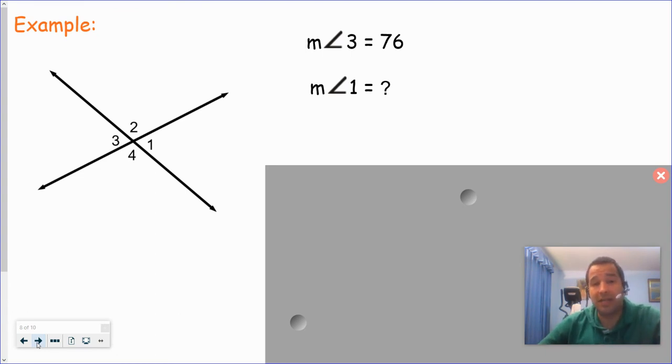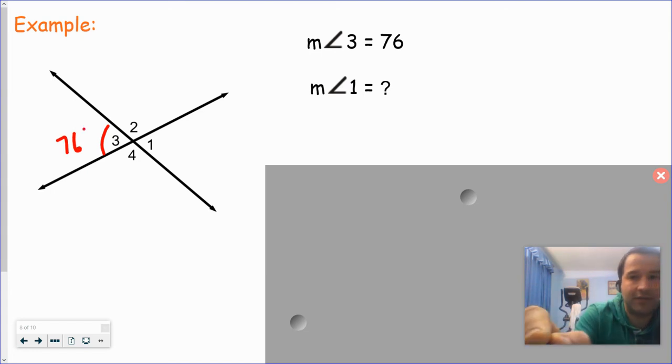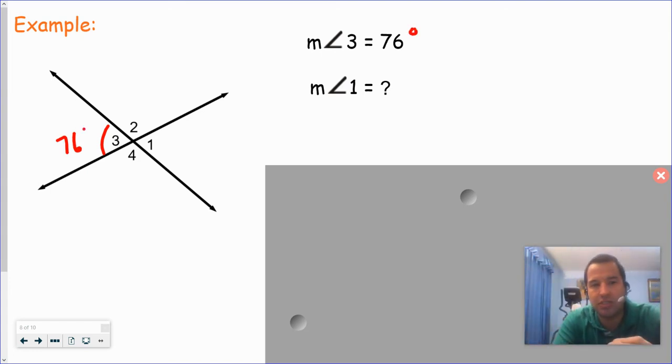Okay. For example, if I told you, tell me the degrees of those angles, could you do it? Well, all I know is that angle 3 is 76 degrees. Now, technically, I should have a little circle here, and I don't, but 76 degrees. Now, if I know 76 degrees, what is angle 1?